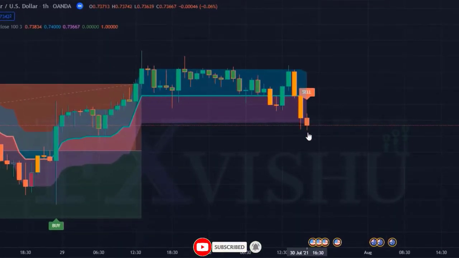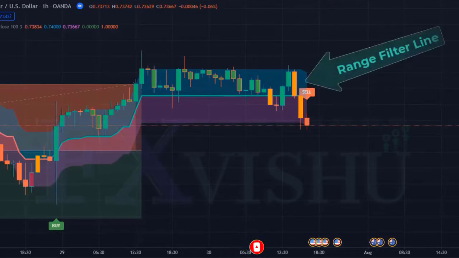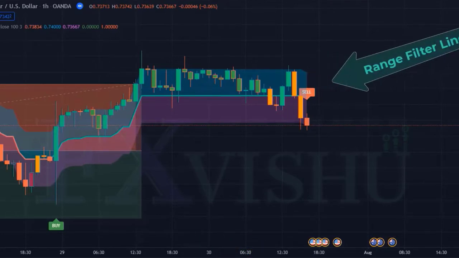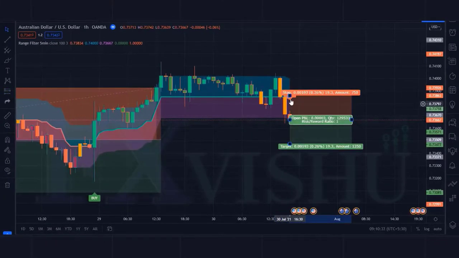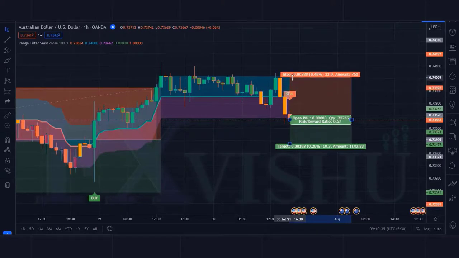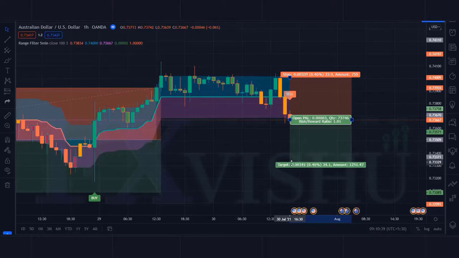We got the signal over here. The range filter line is of green color, so the market is in an uptrend. And the market has given a sell signal, so we will place a sell order. Our stop loss high range will remain above the target area. Our risk reward ratio will be 1/1. Let's see what happens to our trade.